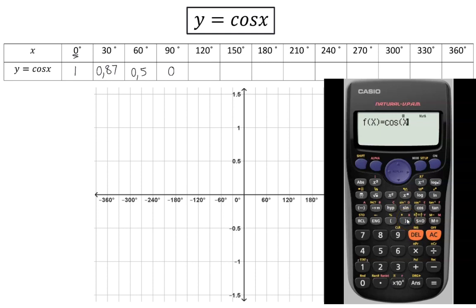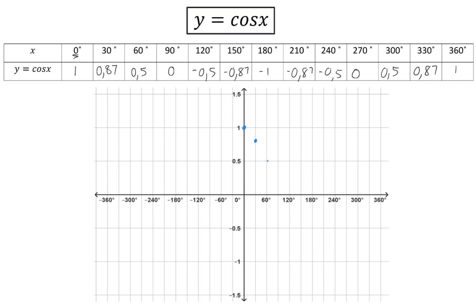Next, you will be asked what the interval is that you are working with. Our table starts at 0 degrees and continues up to 360. And then they ask you for the steps, the increments in your table, and ours are steps of 30 degrees. And now we receive every single y value that goes with a specific x value in our table, and we can simply complete the table.